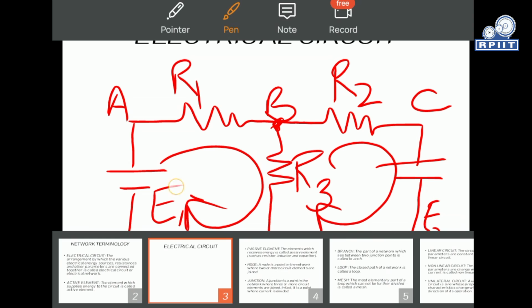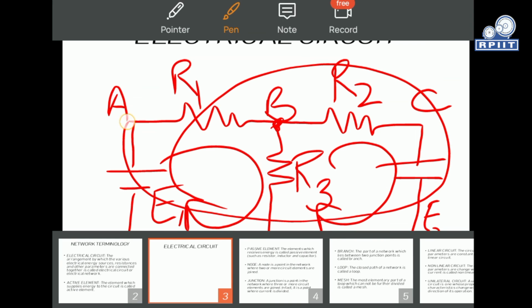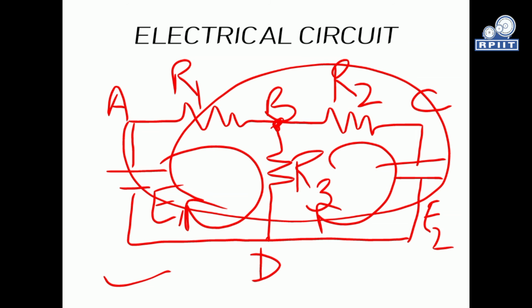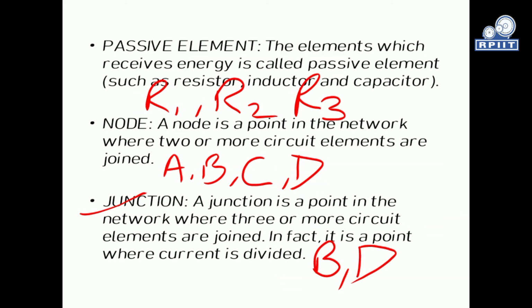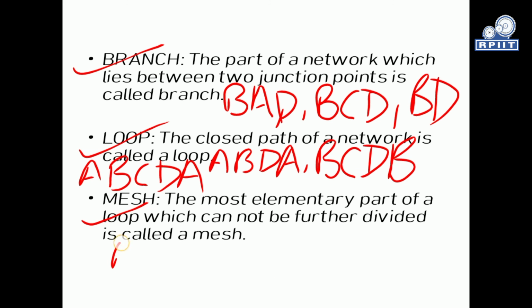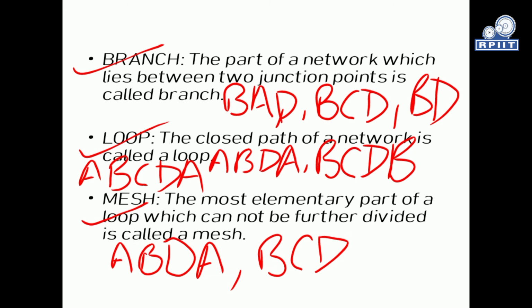But ABCDA is not called a mesh, because this is a loop. So a mesh cannot be further divided into loops. So there are only two meshes in this circuit. The first one is ABDA and the second one is BCDB. So these are the only two meshes in this circuit.